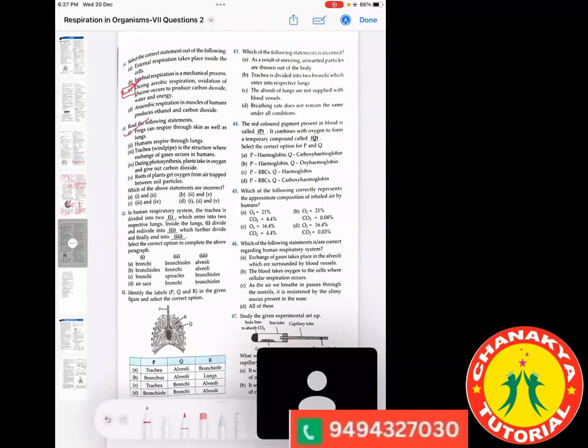Ma'am, I have written option D. You have written option... Ma'am, I have a doubt still, but I think I would write option A. Okay, Yashwant is saying option A, and Anubhav is saying option D. So let me read it.